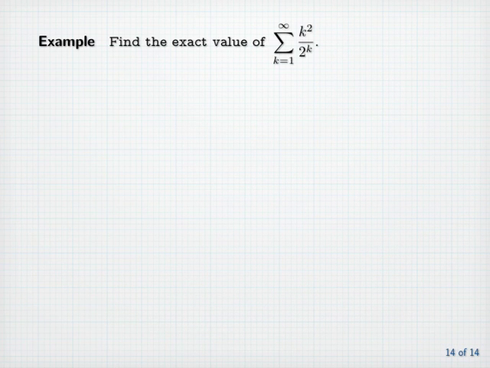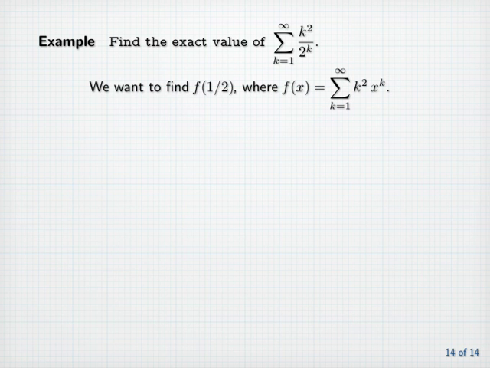One more example. Find the exact value of the sum from k equals 1 to infinity of k squared divided by 2 to the k. The key thing to realize here is that this series is the value of some power series at x equal to 1/2. In other words, we want to find f of 1/2, where f of x is equal to the sum from k equals 1 to infinity of k squared times x to the k. And if we can find a closed form for this series, the computation will be easy.